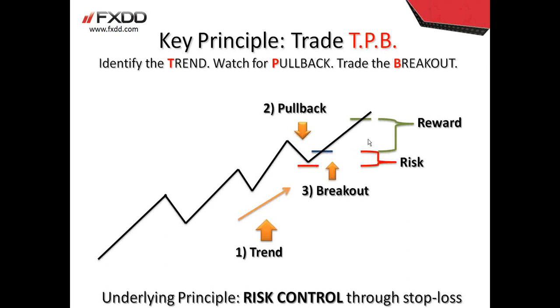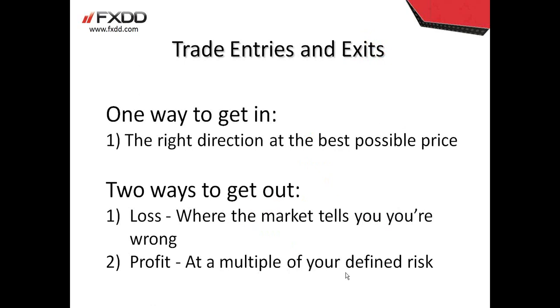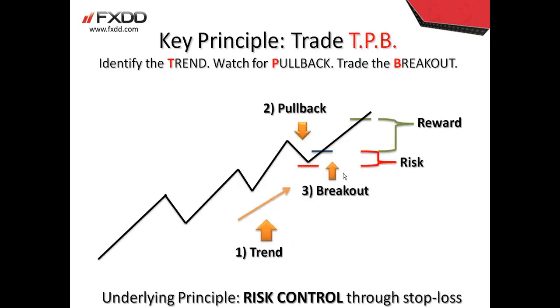Once I have my defined risk, then I can go ahead and define my reward. One way to define your reward is as a multiple of your defined risk. Once again, profit at a multiple of your defined risk. So one way to set your profit target is you take your defined risk and multiply it by a multiplier. It could be whatever works for you: 2 times, 3 times, 4 times, 2.5 times, or what have you, of your risk. That's one way to do it.